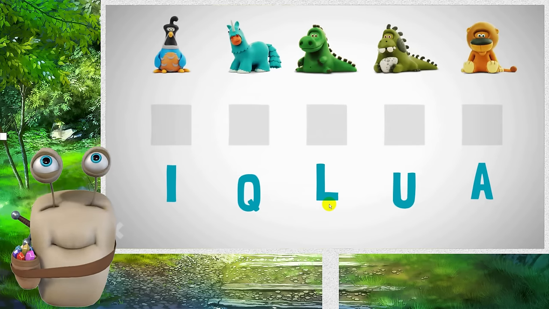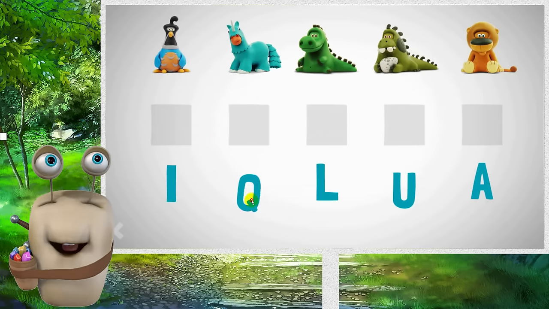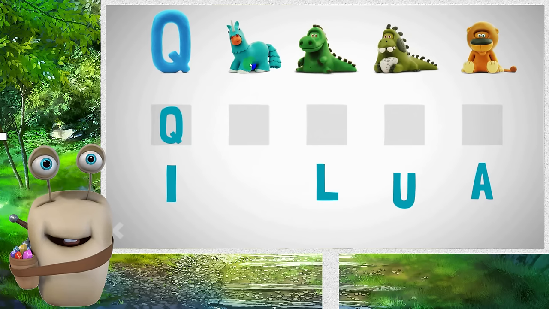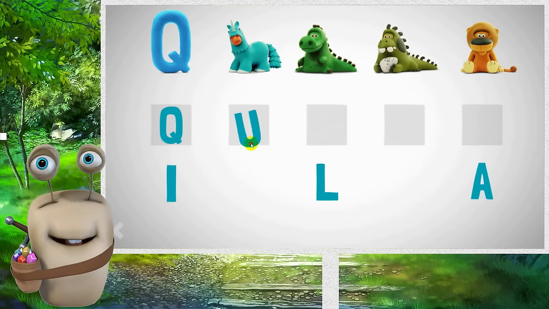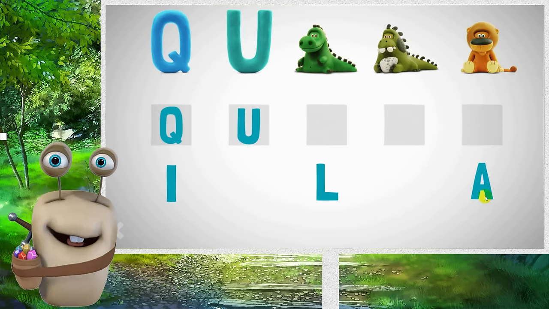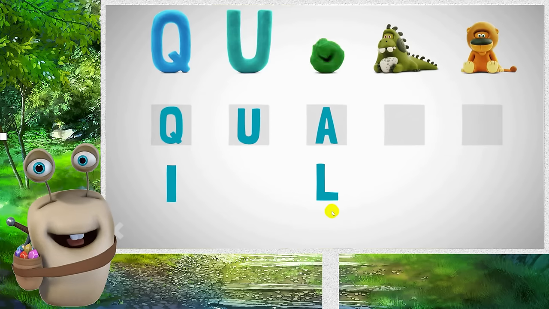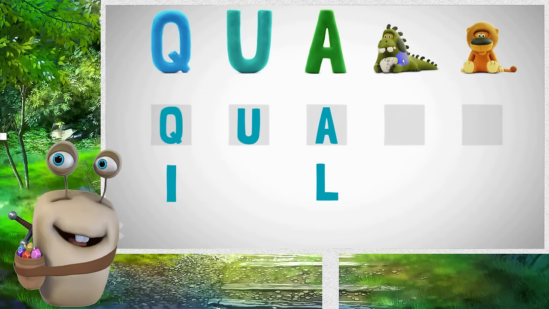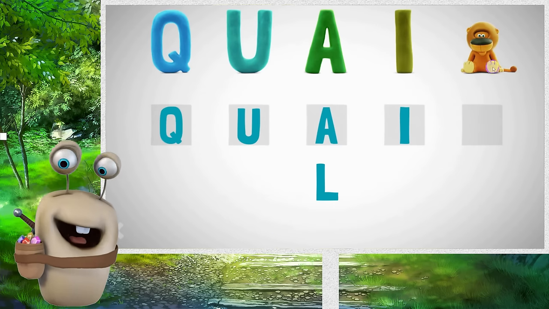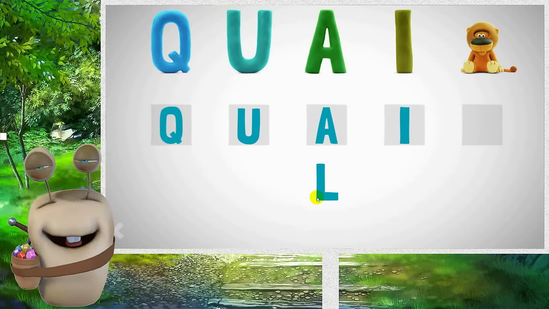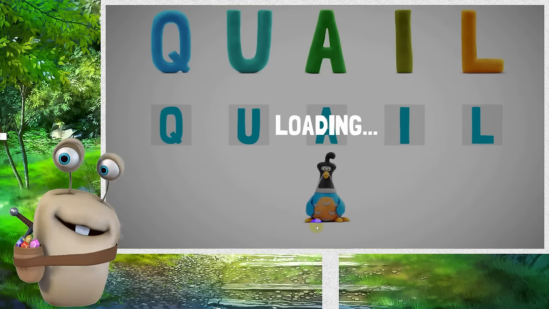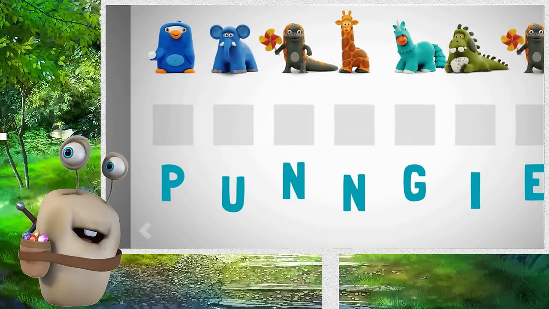What's this? This is a quail. Q is for quail. And this is a unicorn. U is for unicorn. And this is an alligator. A is for alligator. Iguana. I is for iguana. And this is a lion. Lion. L is for lion. Quail.